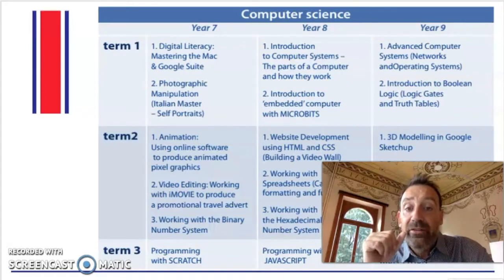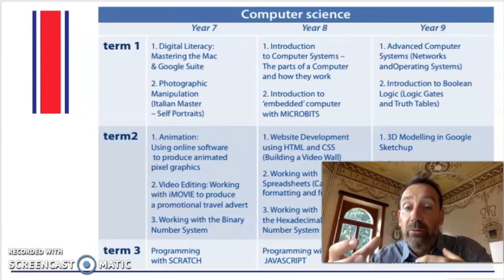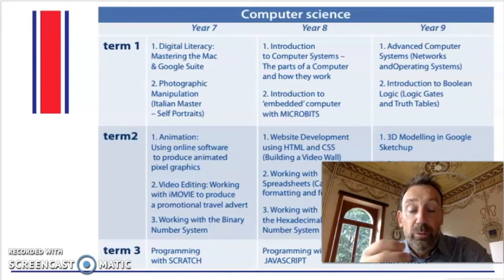As I said, in year 7, the students will only just have received their MacBooks. Some of the students will be completely unfamiliar with how the MacBook works, and also we are standardized as a school on Google Classroom and the Google Suite. So we'll be building a project that works around not only getting to know the MacBook, but using Google Suite and Google Classroom. For this, we're going to do a little bit of photographic manipulation, basing some work around Italian masters and doing a self-portrait.